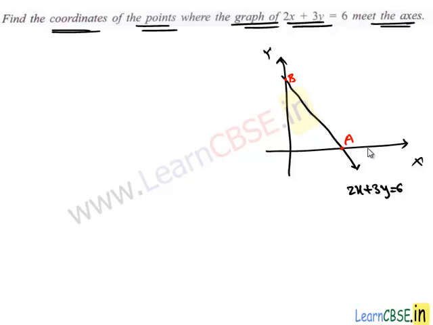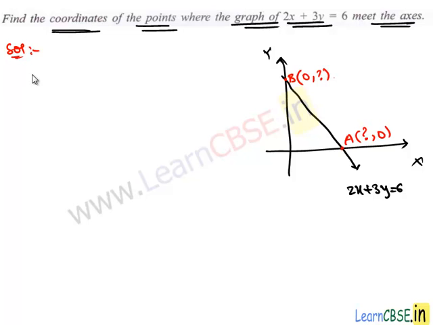To find these coordinates, we know that the distance of point A from the x-axis is 0. Therefore, its y-coordinate must be 0 and we don't know its x-coordinate. We find its x-coordinate by using this equation. Similarly, here B lies on the y-axis. The distance of this point from the y-axis is 0. That means its x-coordinate is 0 and we have to find its corresponding y-coordinate. So let's work out the problem.